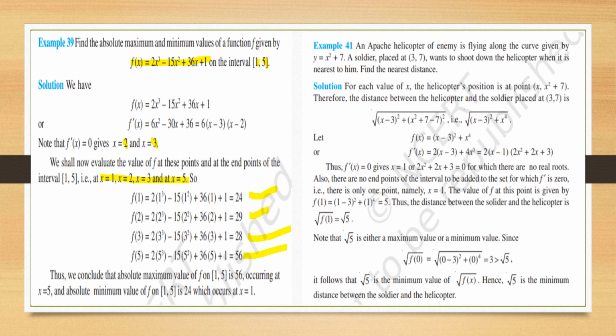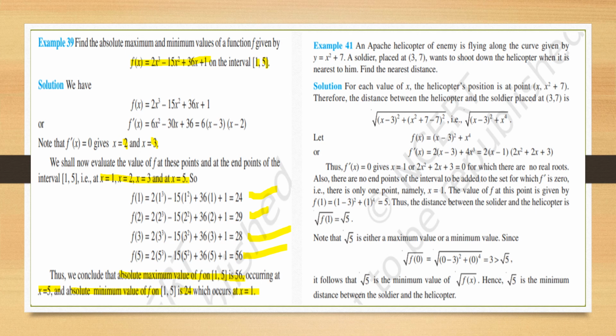Now see, the greatest value is 56. So the absolute maximum value of the function is 56 and it occurs at x equal to 5, and the absolute minimum value is 24, occurring at x equal to 1. Right, so this is how we calculate absolute maximum and minimum.